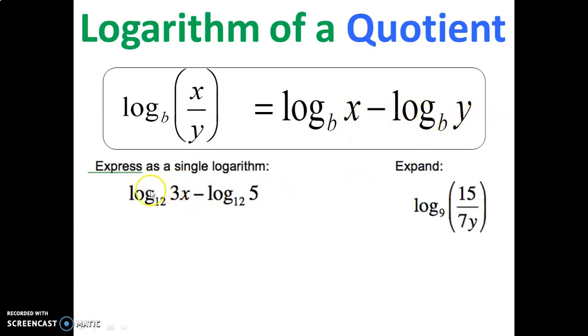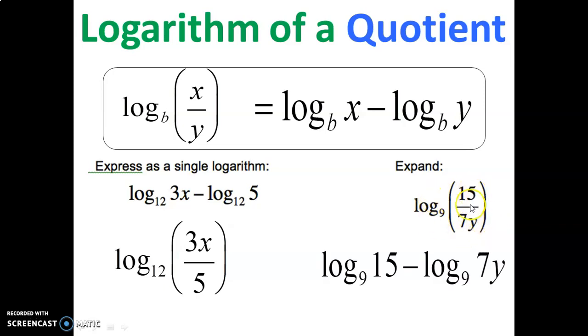Okay, first example. So take this, express that as a single logarithm. Well, that single log will be this. Again, we see subtraction of two logs with the same base. Therefore, we turn it into one log with that base and then a quotient of those two things. This one, do the opposite. We see one log, can you expand it into a larger expression with two logs? In this case, there was our quotient, so we have a subtraction of those two logs with the same base, and we have the 15 here and the 7y here.